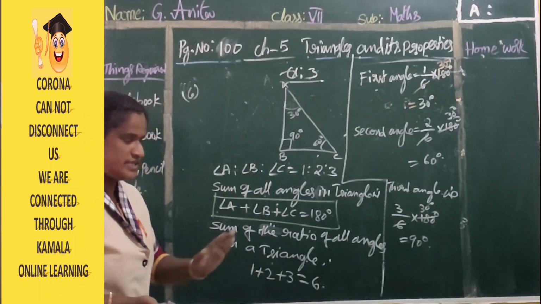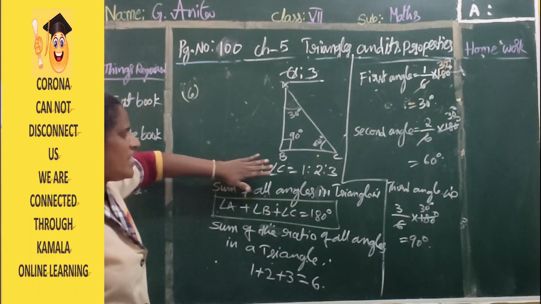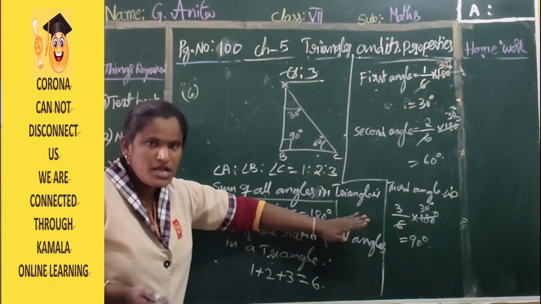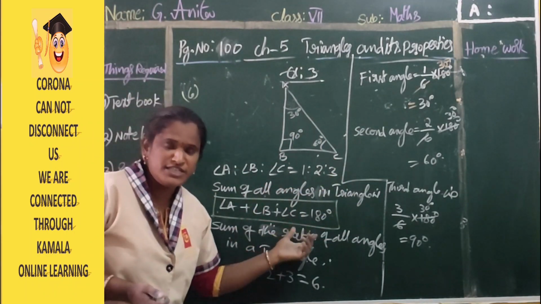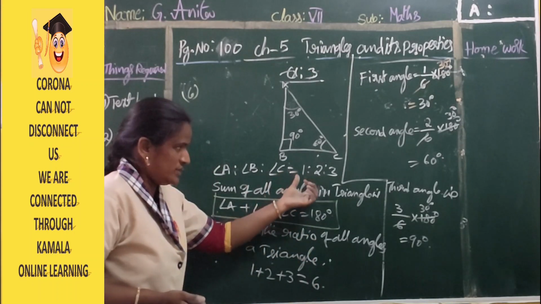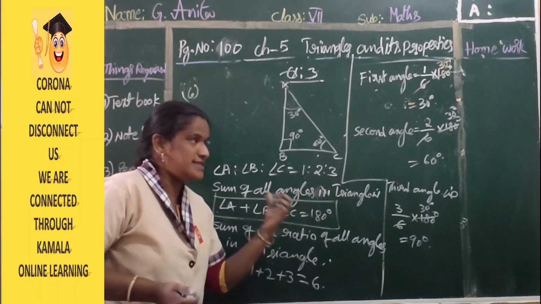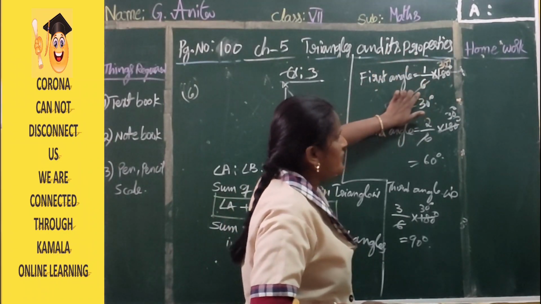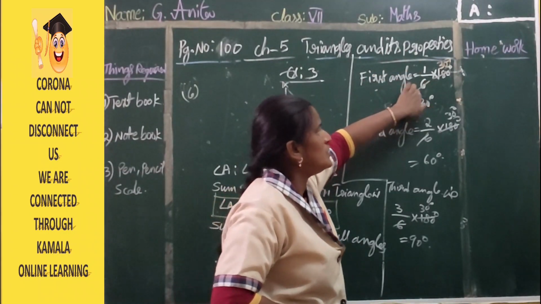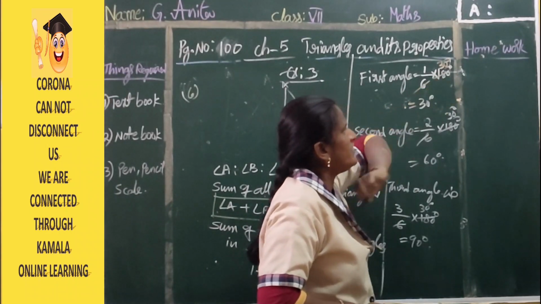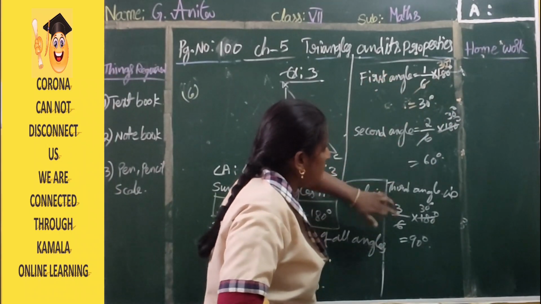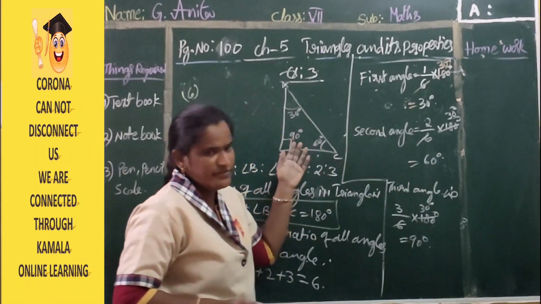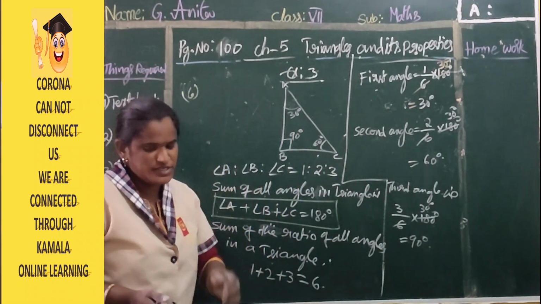Clear? First, the sum of all angles in a triangle is 180 degrees. Next, the sum of the ratio of all angles is 1 plus 2 plus 3, which is 6. For the first angle, the ratio given is 1, so 1 by 6 into 180 degrees. Like that, we find the second angle and the third angle. Cleared, everyone?